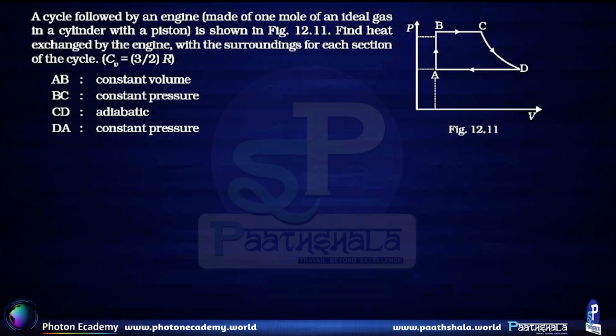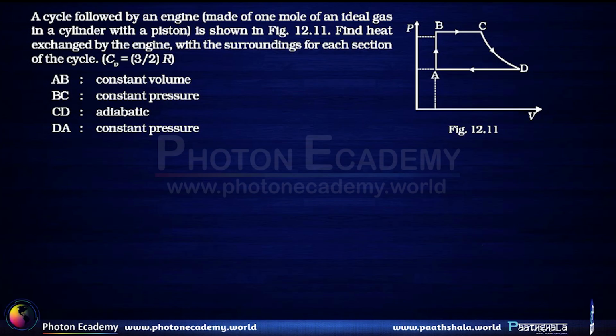A cycle followed by an engine made of 1 mole of an ideal gas in a cylinder with piston is shown in the figure. Find the heat exchanged by the engine with the surroundings for each section of the cycle. It is given the specific heat of the gas at constant volume is 3/2 R, and it is also given that the path AB has constant volume, paths BC and DA have constant pressure, and path CD is adiabatic.